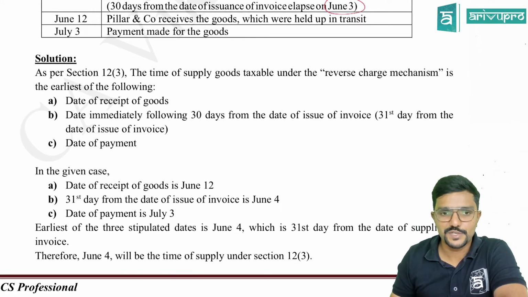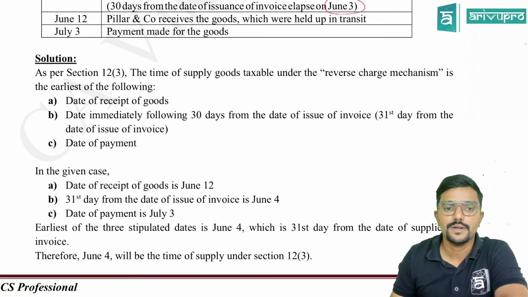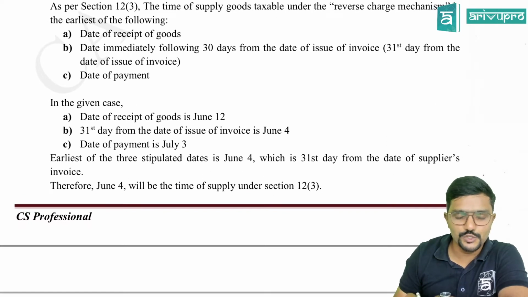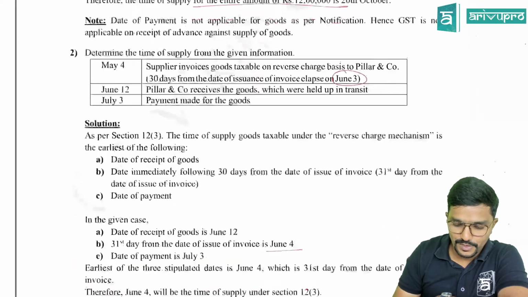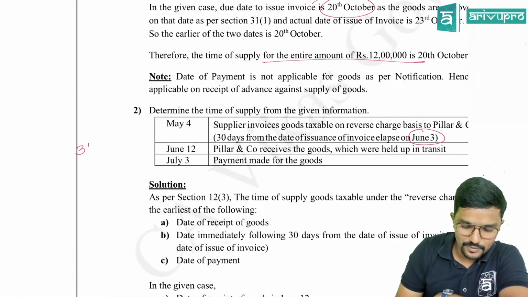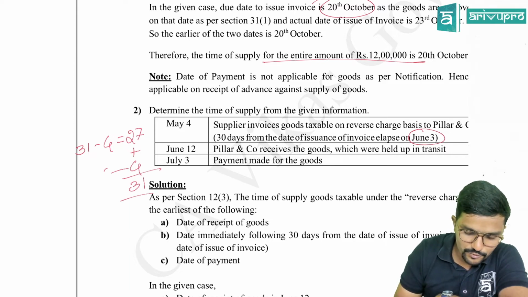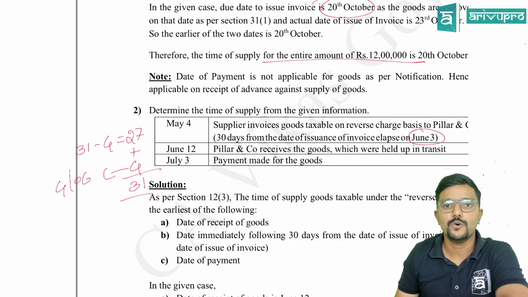As per section 12, subsection 3, the time of supply of goods under reverse charge mechanism is the earliest of the following: date of receipt of goods, date immediately following 30 days from the date of issue of invoice, in simple the 31st day, and date of payment. So in the given case, date of receipt of goods is June 12th, and the 31st day from the date of invoice is June 4th, guys. So hope you understood how to calculate it. Simple. 31 days in May minus 4 including invoice date, you will get 27. I want 31 days, so add 4 more days, so it is 4th June.